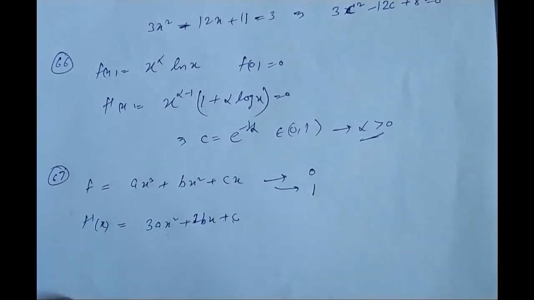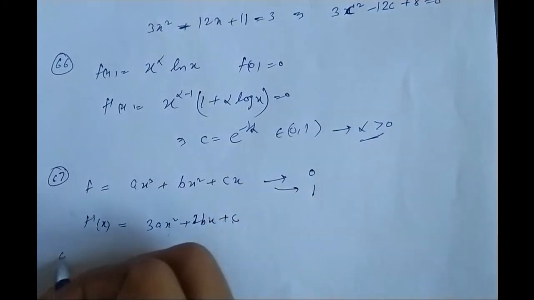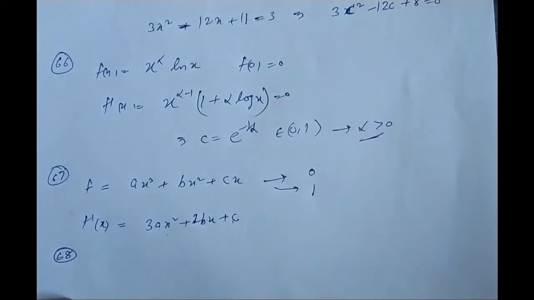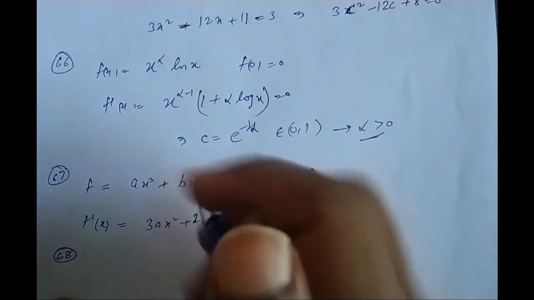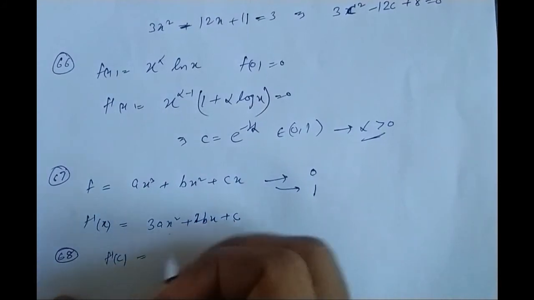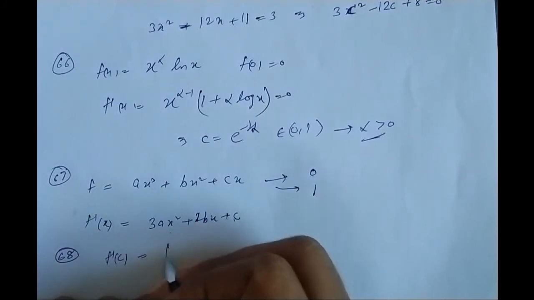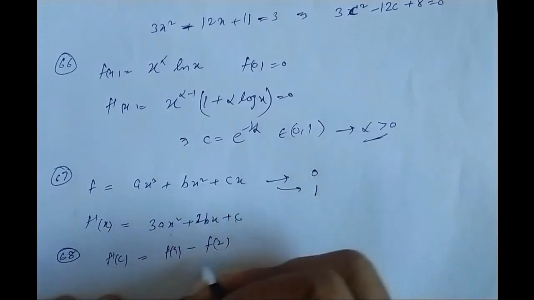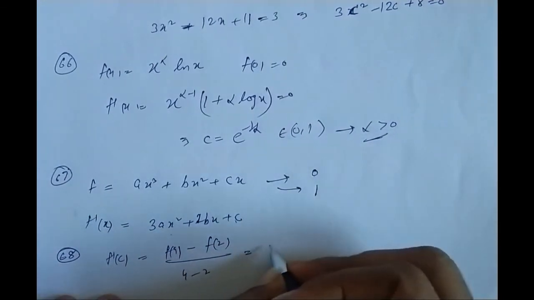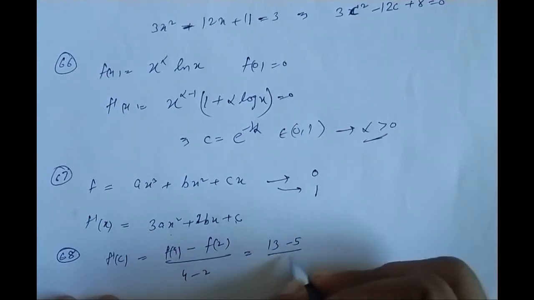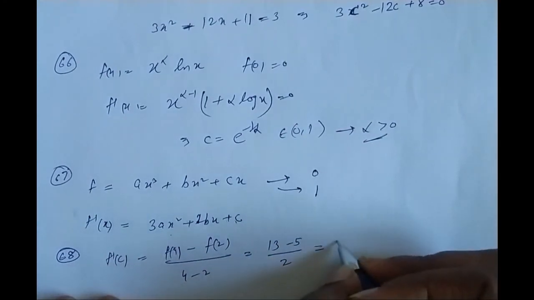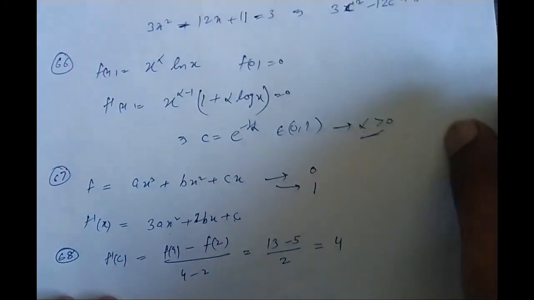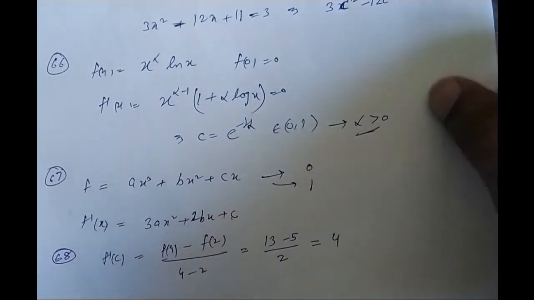If a function f(x) is continuous in the closed interval 2 to 4 and differentiable in the open interval 2 to 4, okay, so we can directly calculate the value of c over here. F dash c is equal to f4 minus f2 upon 4 minus 2, which would be equal to 13 minus 5 upon 2, which is 4. Okay, moving on to the next question, question number 69.